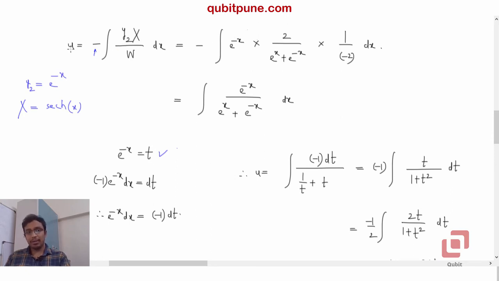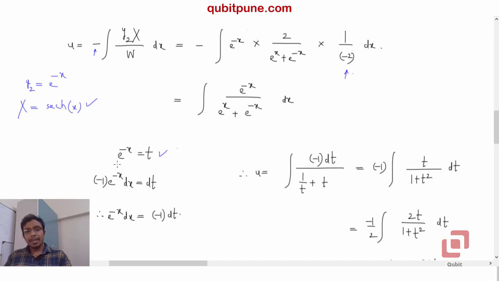It is the standard formula that u is equal to negative of the integral of y2 into X upon W with respect to x. y2 is the other function in the solution of the homogeneous differential equation. In this case, it is e to the power minus x. X is the right hand side of the differential equation, which makes it non-homogeneous. In this case, it is sech of x, and in the denominator, it is the Wronskian, which we evaluated earlier, which is negative 2.